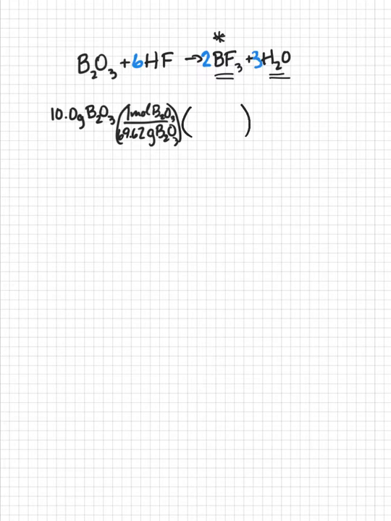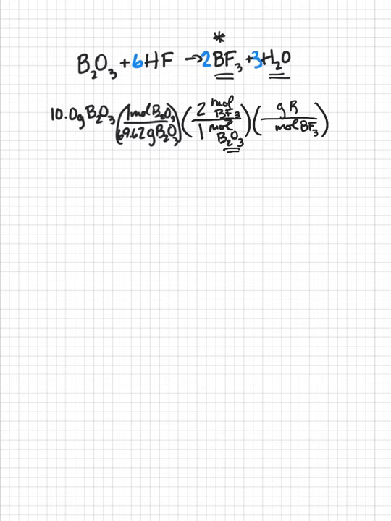So next step is going to be my mole ratio. So moles of the B2O3 to the moles of BF3, because that's what I'm looking for. Always moles of what you start with on the bottom, moles of what you're looking for on top. And my mole ratio this time is going to be, for every 1 mole of B2O3, I have 2 moles of BF3. And then the last step, I'm going to do one more conversion, and I'm going to change my moles of BF3 to grams of BF3.